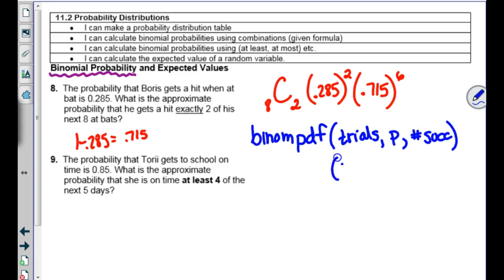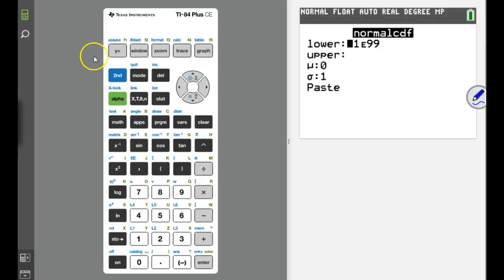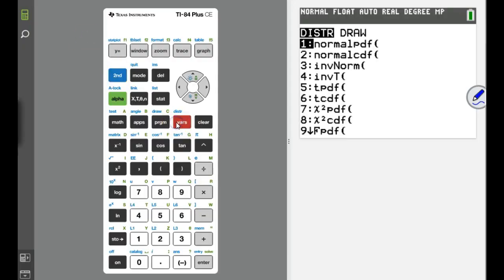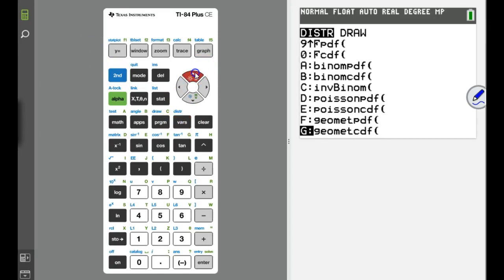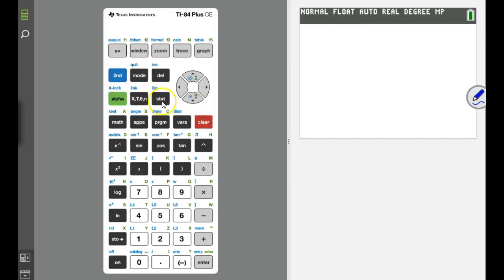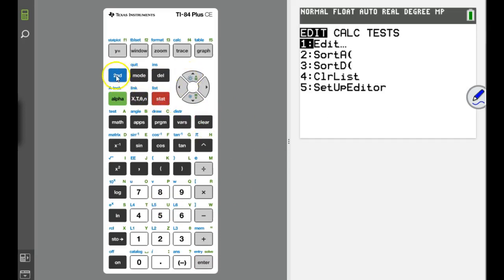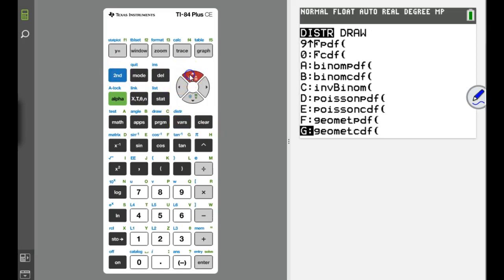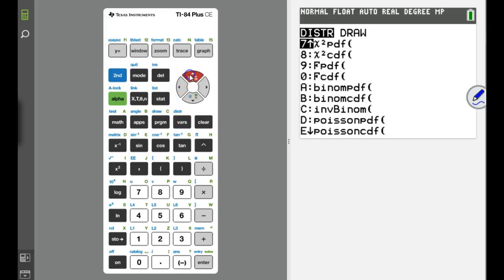So we're going to put in 8, 0.285, and 2. And that is under second vars. But you can't use normal. We're doing binomial here, which is A. Make sure you get the right one. Oh, that's interesting. I was in something already, apparently. Oh, wrong.